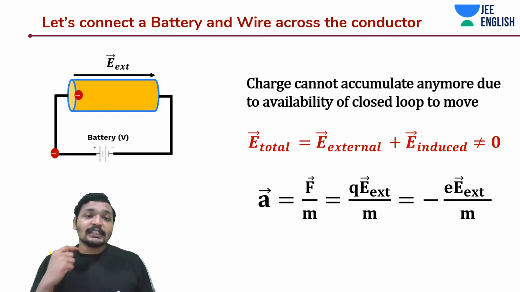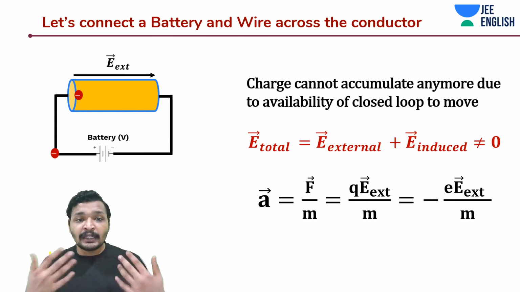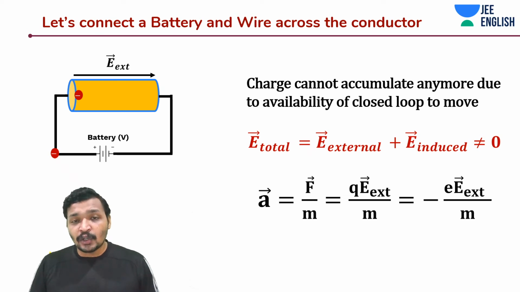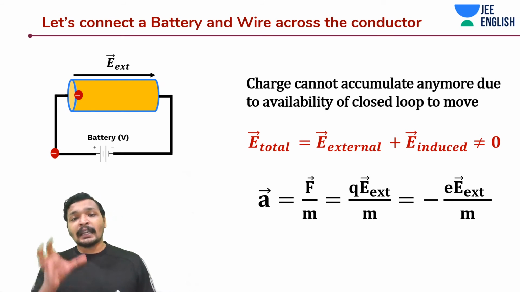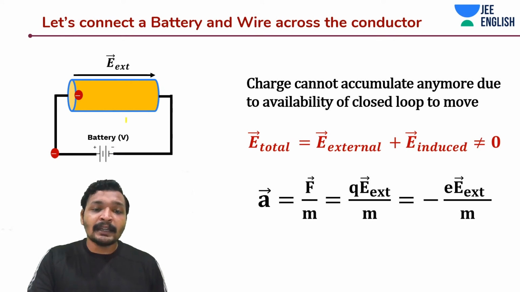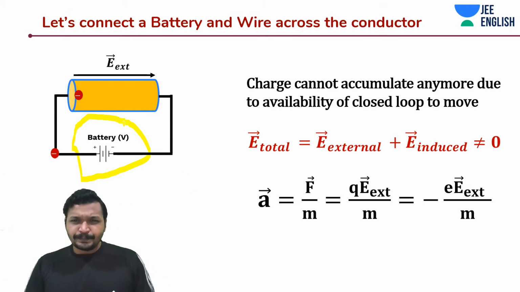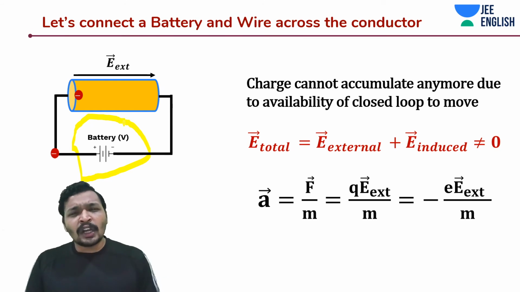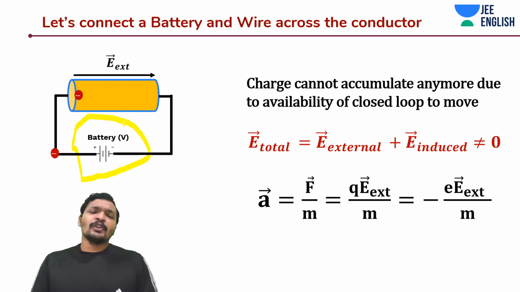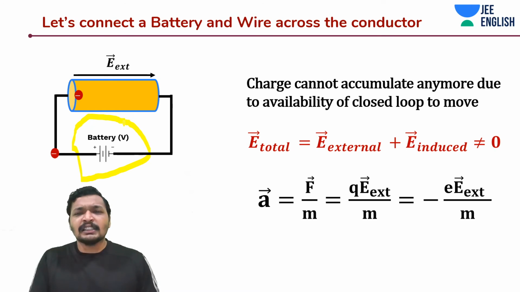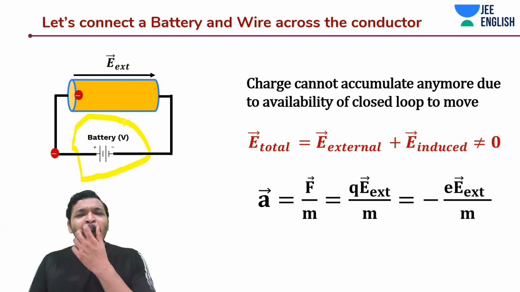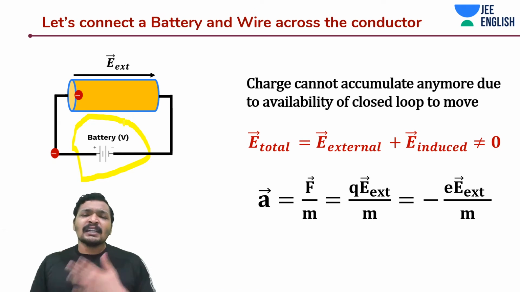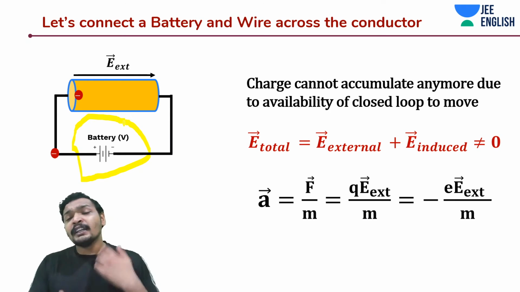Now you understood that the charges have started flowing when I'm giving an external electric field in a closed loop system, or connecting a battery to this conductor. The charges cannot accumulate anymore because it's a closed loop system. The charges have to flow. That means the charges are not accumulating, which means the net field is not zero.